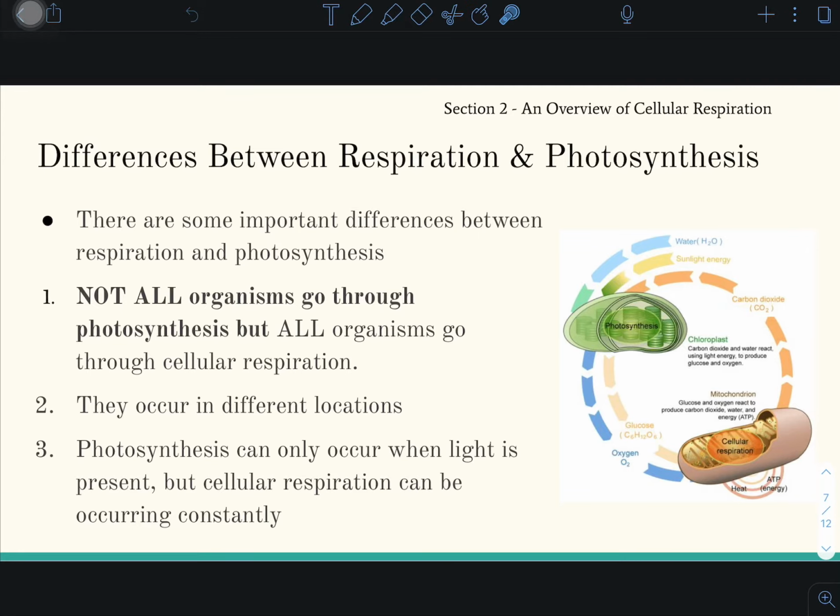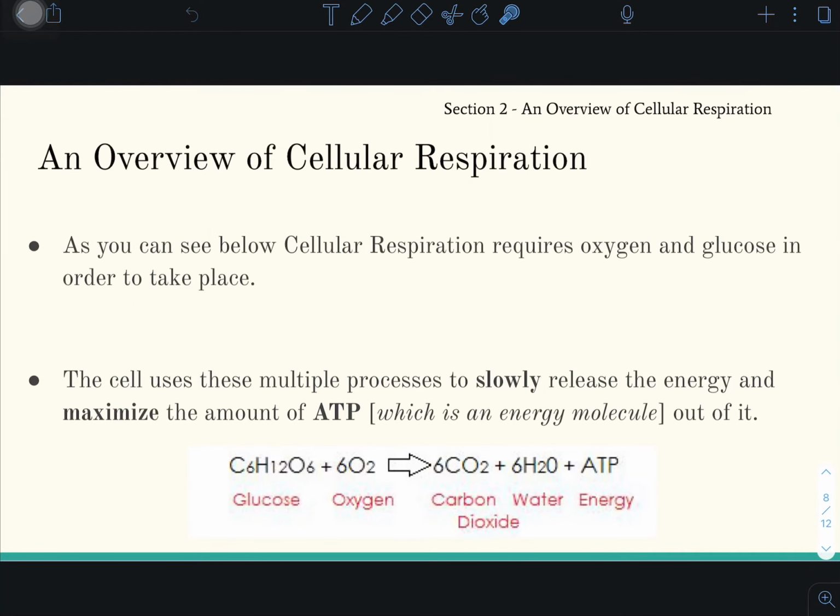Okay, cellular respiration occurs all the time. So cellular respiration, we often say, requires oxygen and glucose in order to take place, and that's so it is slowly releasing energy. Okay, it's a way to slowly release energy and maximize the amount of ATP that our body is going to make, which is an energy molecule that our cells use.